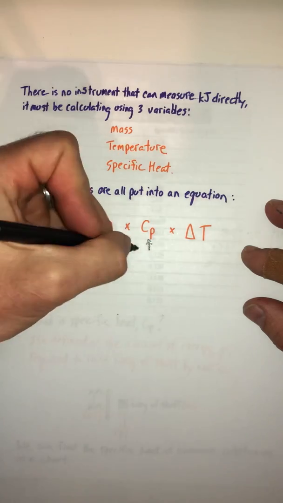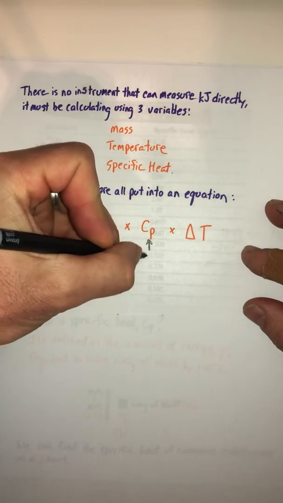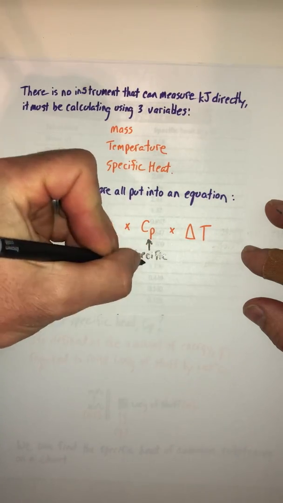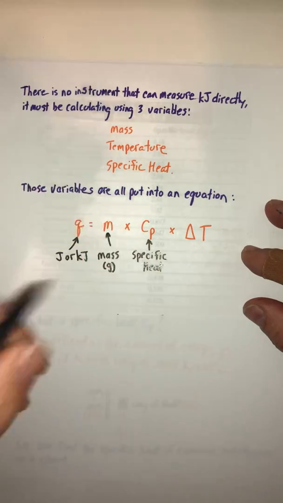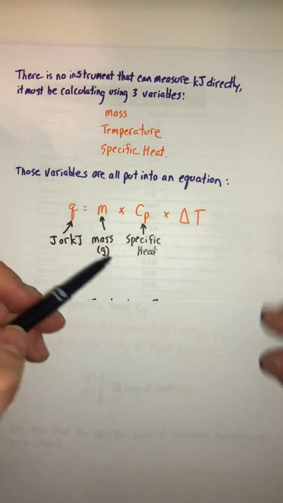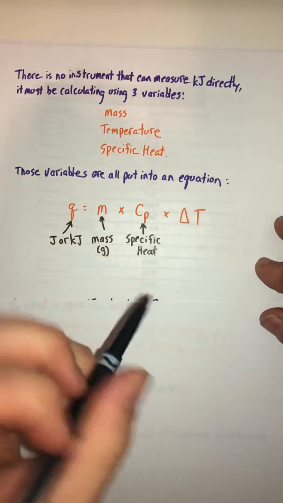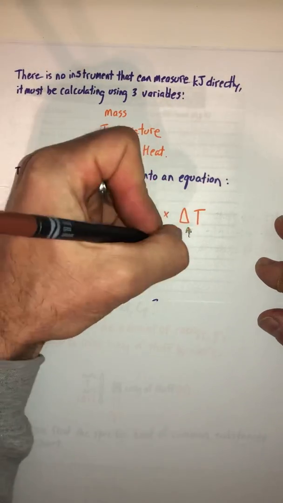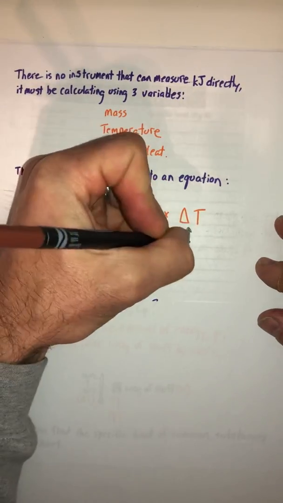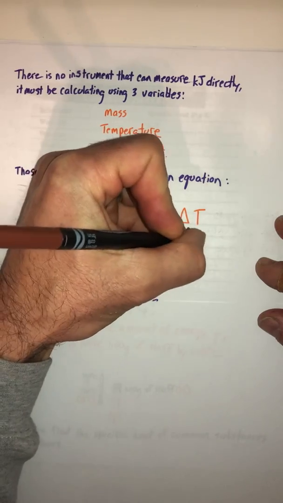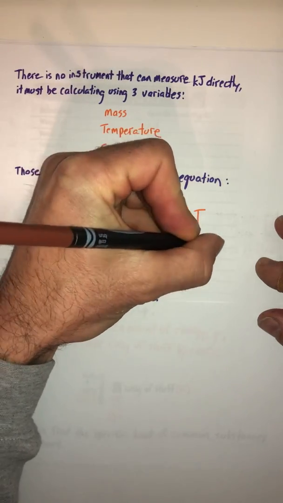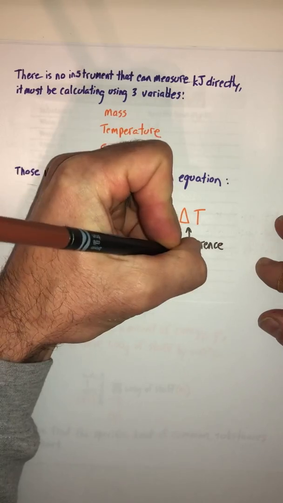CP is called specific heat. This is going to be something new. Specific heat. And that actually has 3 units on it that we'll look at in a minute. So delta T is a difference. We've seen that triangle a bunch of times, and we're going back to difference in temperature.